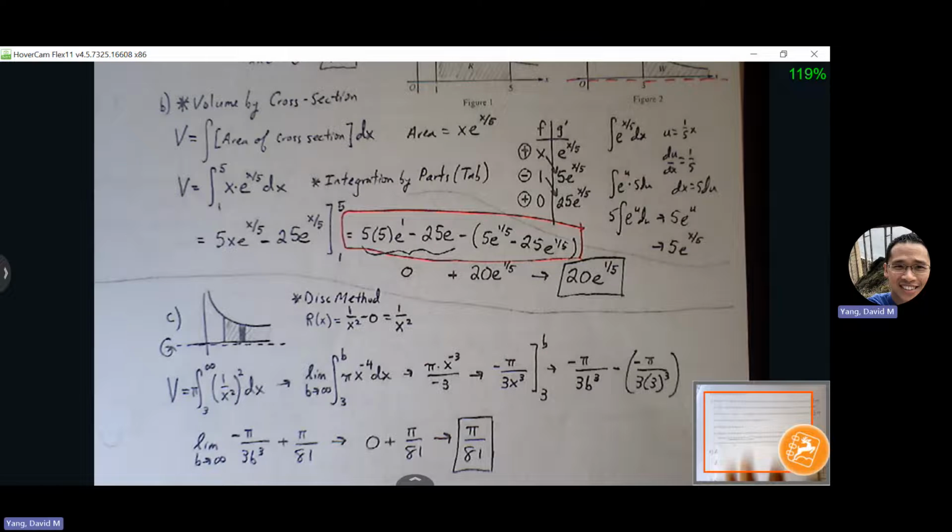Okay, any questions with number 5? So we go through this method, work it through, and we see that our b is in the denominator, which is going to allow for that clean 0 to show up. And 0 plus pi over 81 is a convergent value, so my volume is pi over 81.